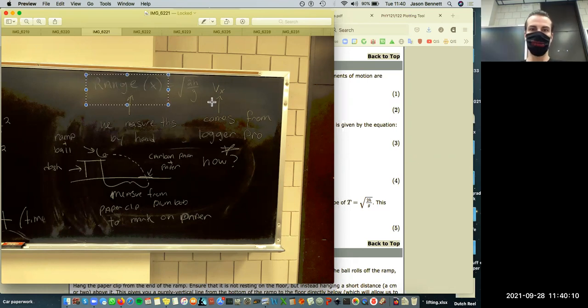The next thing we do is we know h, we know t, and our objective in lab is to find g. So if you can anticipate what we're going to do, we're going to do a y equals mx plus b graph as usual, but we're not there yet. So how do we find this v, this velocity that the ball leaves with? Because all we're doing is putting it on a ramp and letting it go. So how do we know how fast the ball is moving?